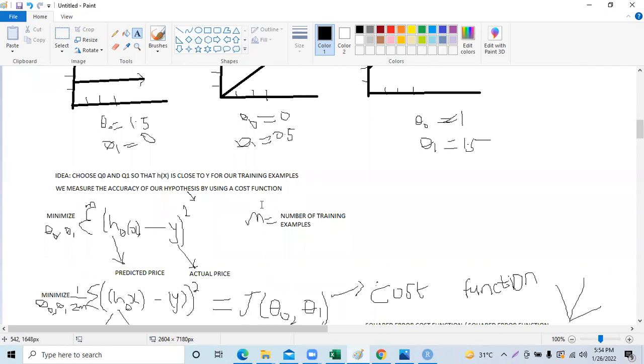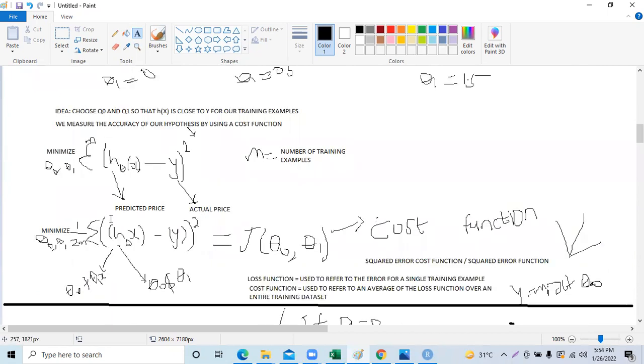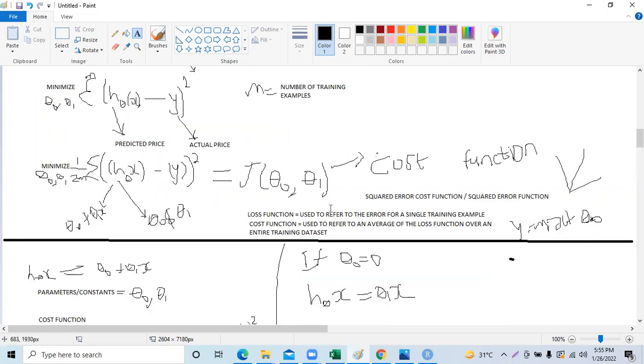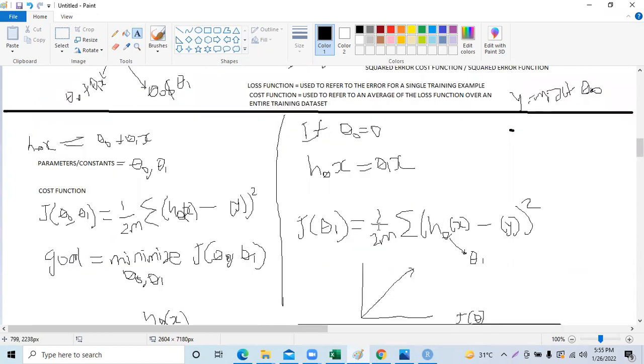Now, what's the formula of cost function? This is the formula of cost function. We have J of theta 0 and theta 1, which is our cost function. The formula is 1 over 2m, where m is the number of training examples, times the summation of h of x, which is our predicted price, minus the actual value, all squared. We also said that this is called the squared error cost function, or the squared error function. We said that loss function is used to refer to the squared error function for a single training example, and cost function is for the entire set.